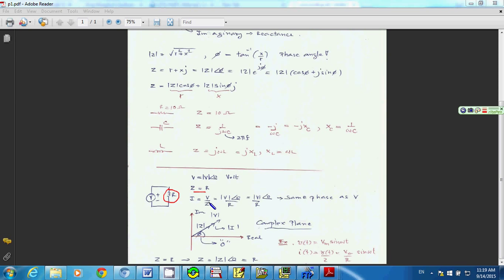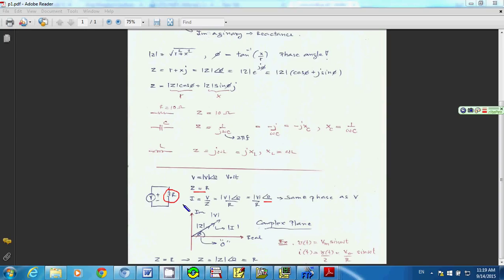Simply divide V by Z, and you can see that the phase of your current is still the same, right? It doesn't change. So this is what we call voltage and current in phase. And later on, we will talk about the current leading the voltage, or the phase lagging the phase of the voltage. We will discuss that soon.